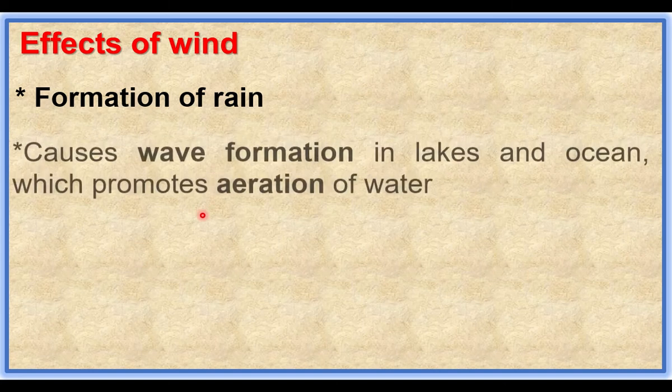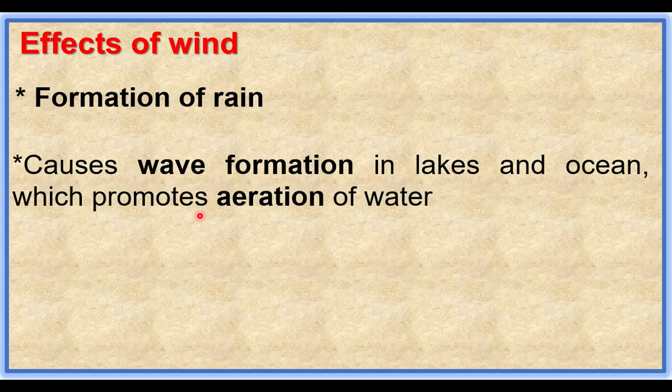Effect of wind is on environment as well as life. First, let us discuss the effect of wind on environment. Wind is necessary for the formation of rain. Wind influences the formation of rain. If you look at the surface of water bodies like lake, pond, we can find wave formation. Wave formation on the surface of water bodies is due to wind.